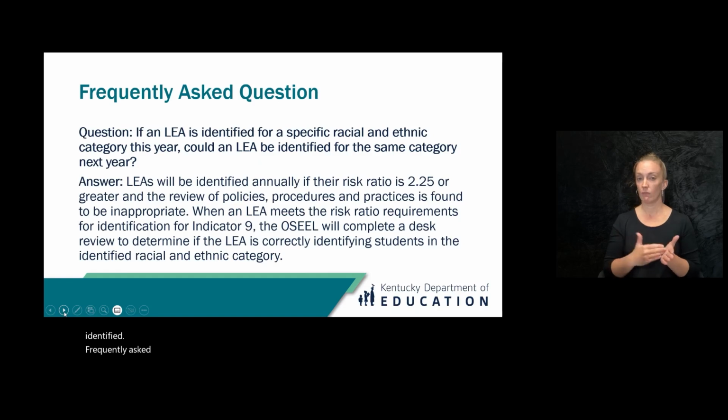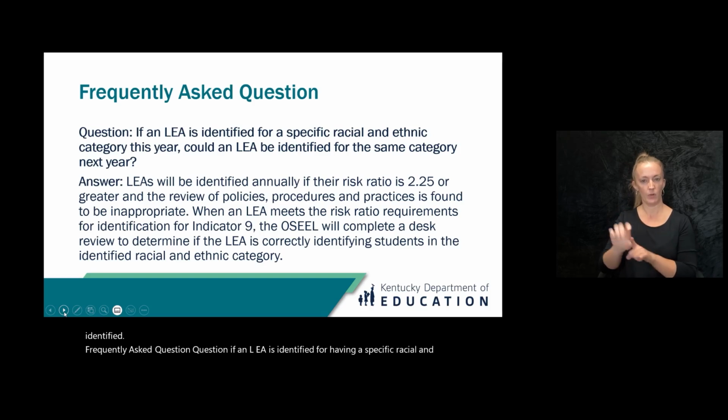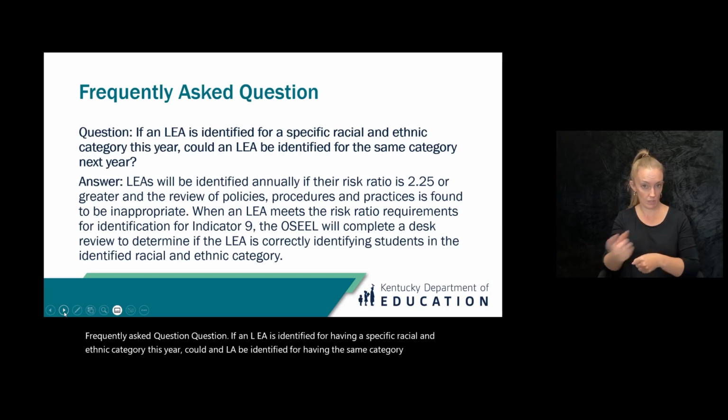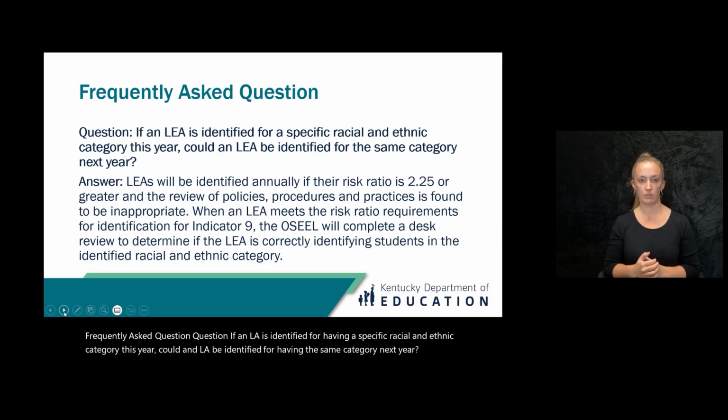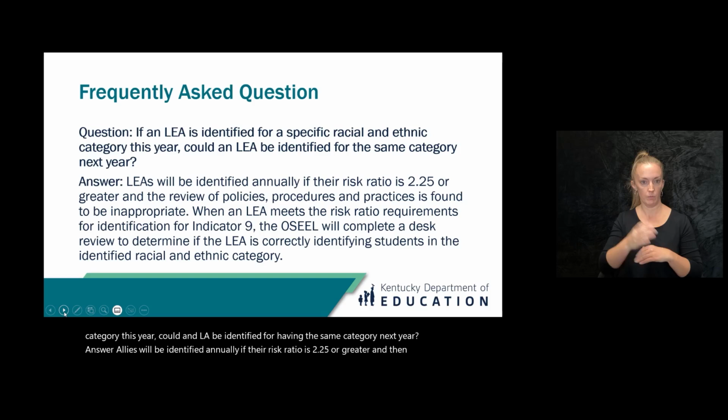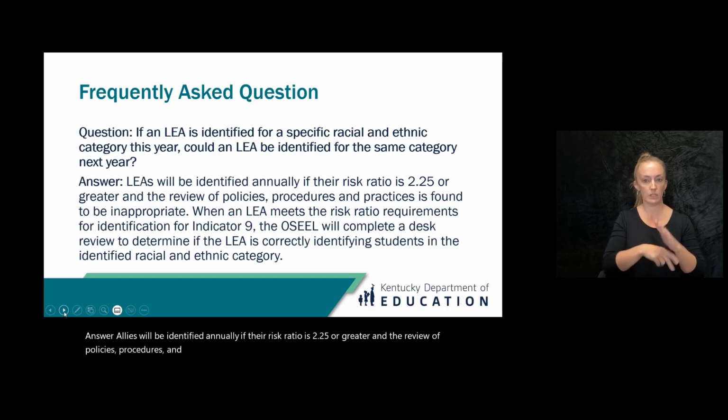Frequently asked question. Question. If an LEA is identified for having a specific racial and ethnic category this year, could an LEA be identified for having the same category next year? Answer. LEAs will be identified annually if their risk ratio is 2.25 or greater and the review of policies, procedures, and practices is found to be inappropriate.